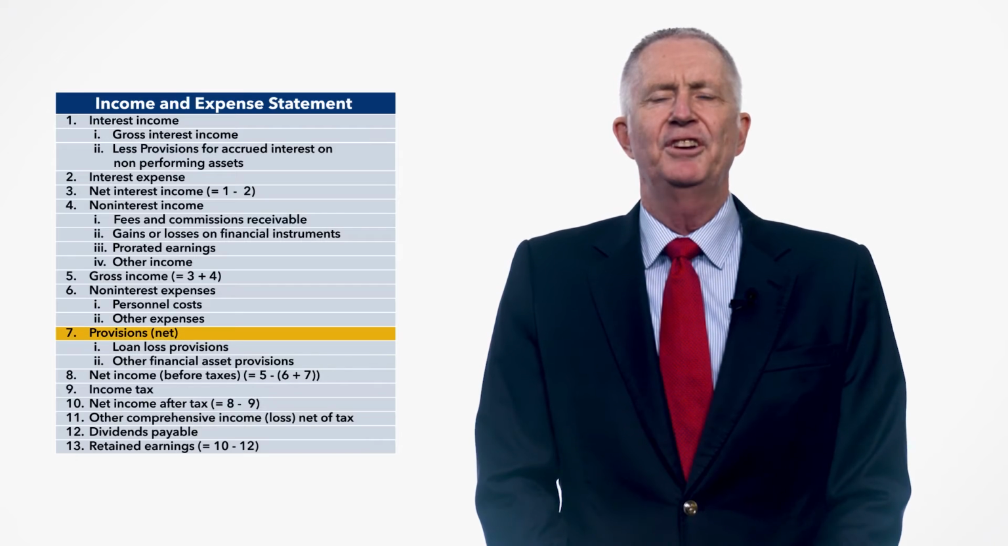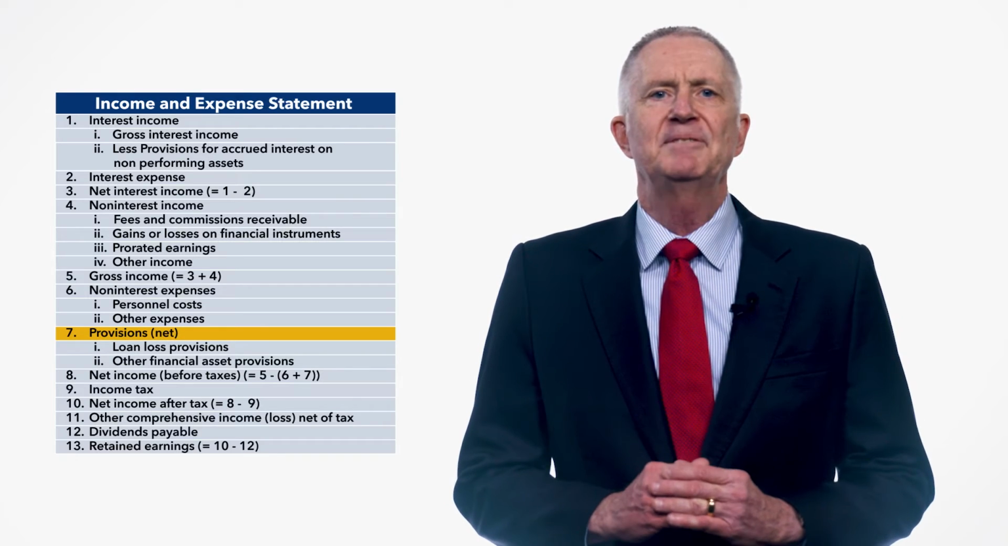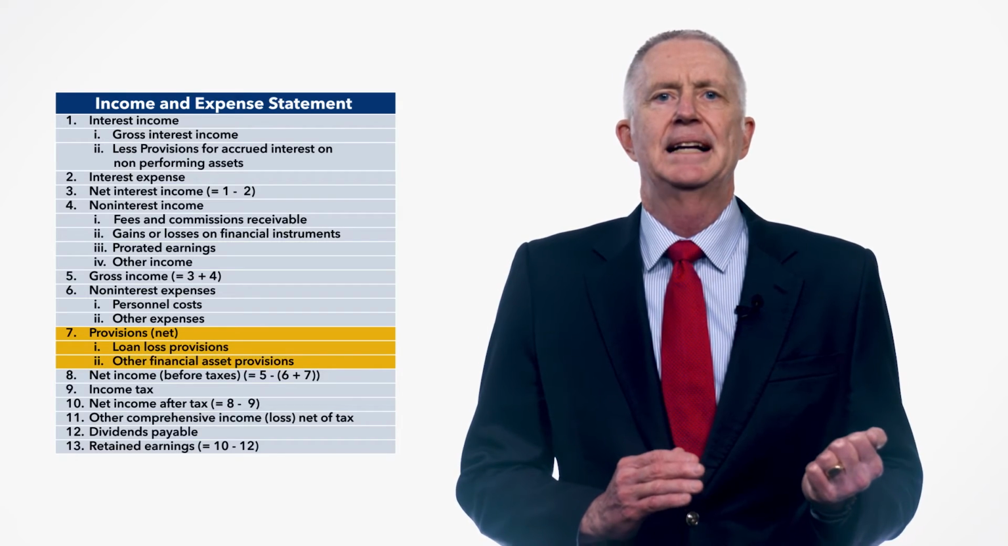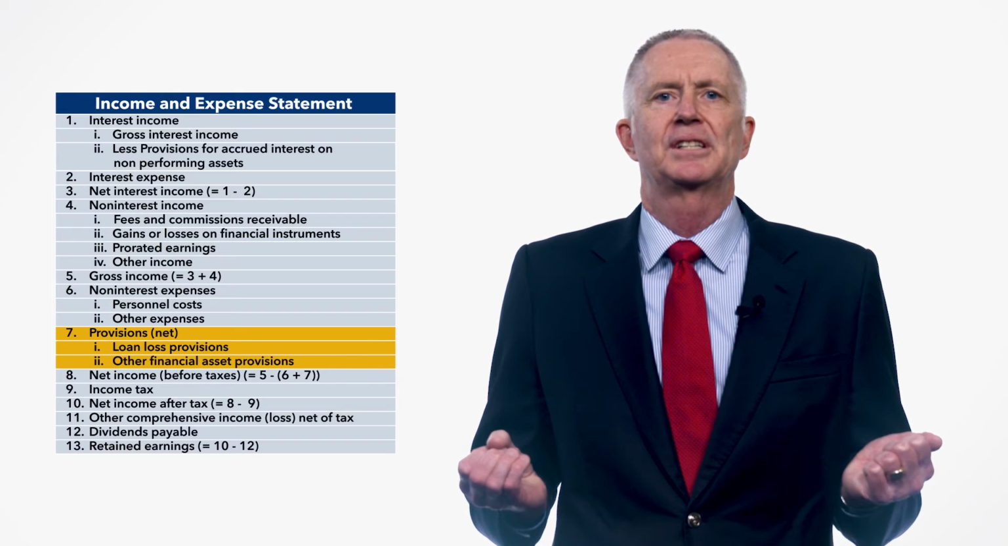Personnel costs are typically one of the largest expense categories and are used in the calculation of earnings and profitability FSIs. All other non-personnel related expenses, including extraordinary expenses, are recorded in other expenses. Provisions, line 7, are subdivided into loan loss provisions and other financial asset provisions.